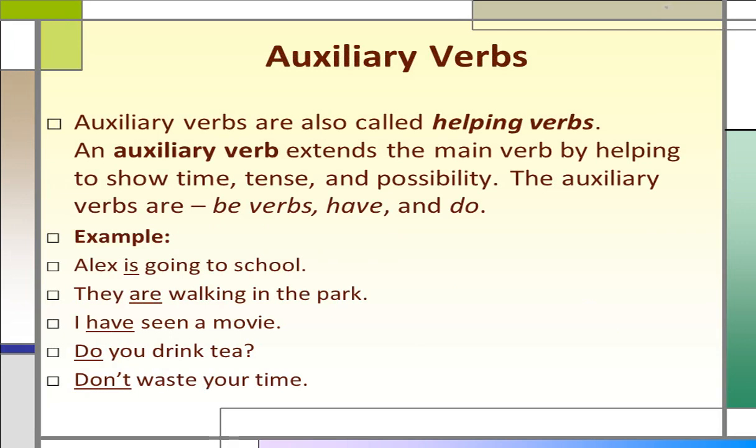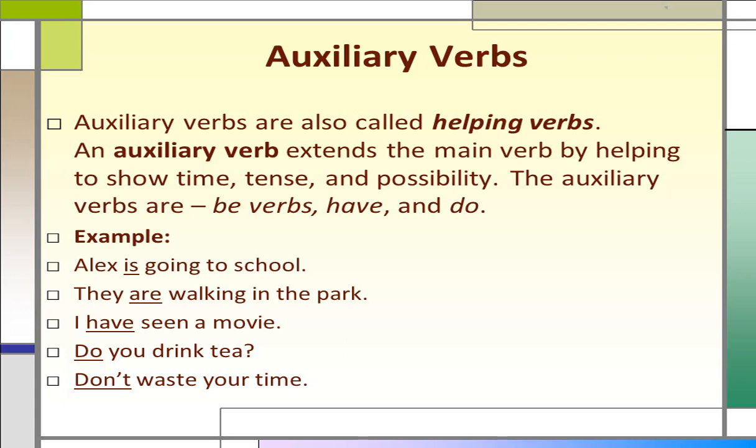Auxiliary verbs. Auxiliary verbs are also called helping verbs. An auxiliary verb extends the main verb by helping to show time, tense, and possibility. The auxiliary verbs are be verbs, have, and do.